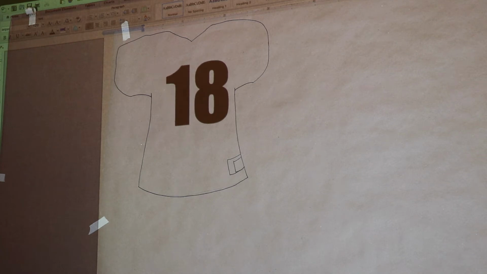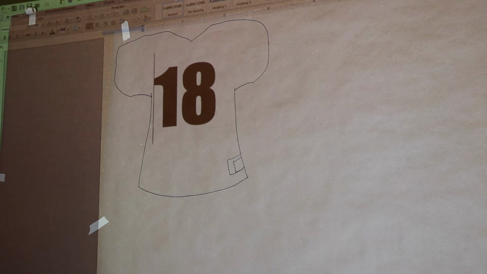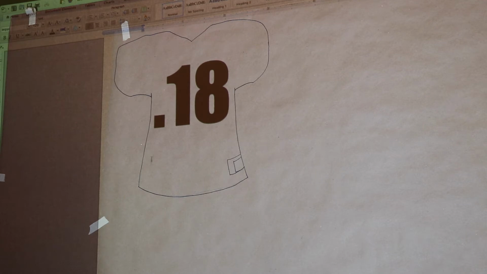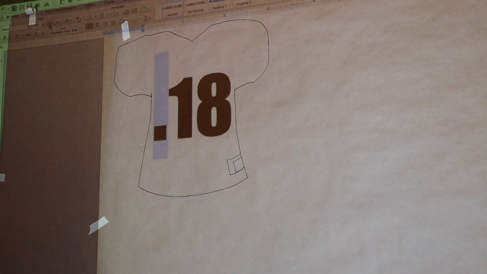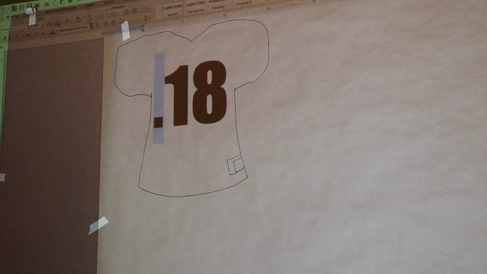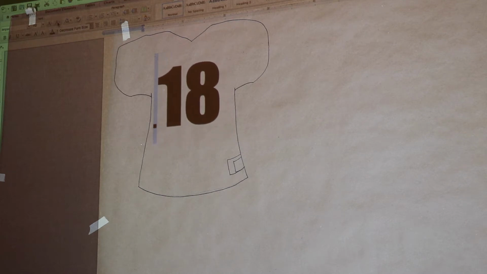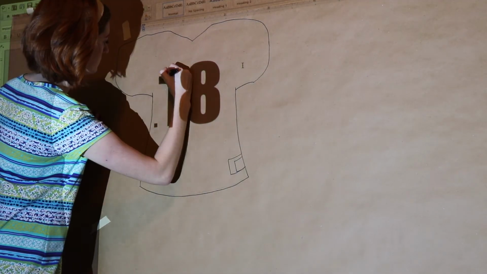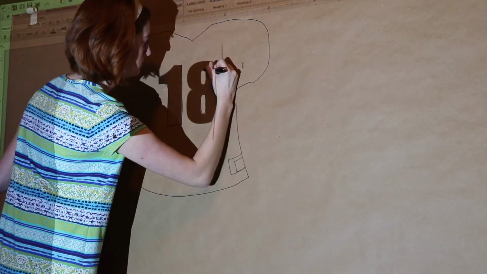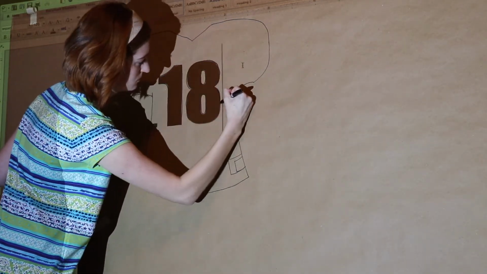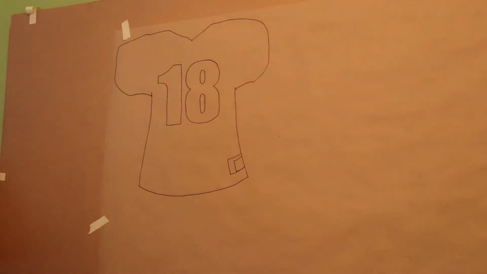Another tip, if you're spacing it and it doesn't want to line up quite right, you can type a period and then change the font size of just the period, and it will shift it, and you can get it lined up left and right better. So that looks pretty good to me. So I'm going to go trace the 18. And there you go. Now you can see the nice 18 on our jersey.